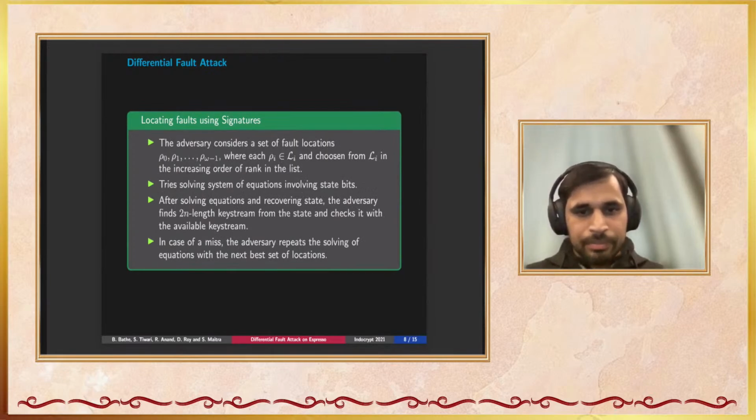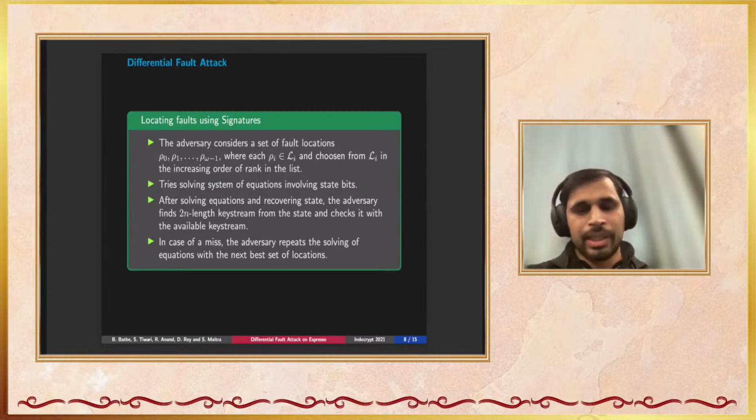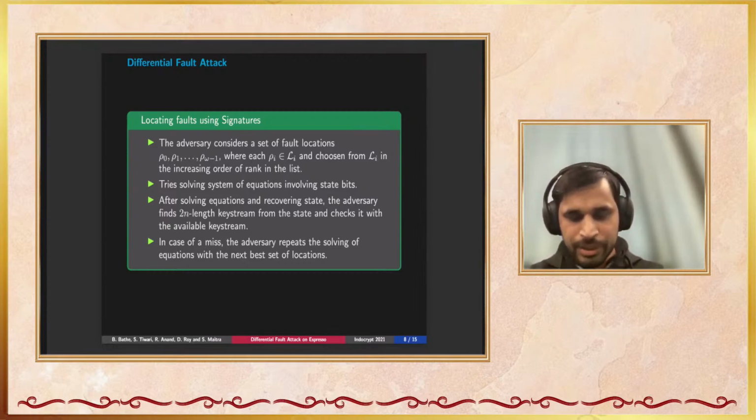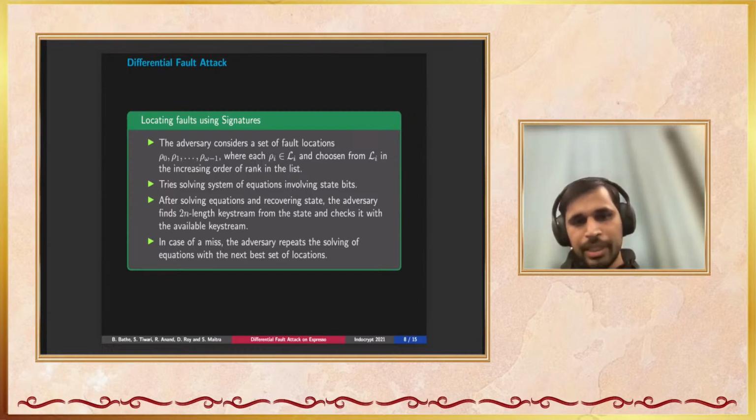Now once that is done, the adversary will consider a set of possible fault locations, P0, row 0, row 1 to row W minus 1, where each row i is the first element from list Li. So row 0 is the first element of the list L0, row 1 is the first element of the list L1. In this way we take the elements with the maximum correlation from each list, and then we try to solve this system of equations involving the state bits. After solving the equations and recovering the state, the adversary finds a 2n length key stream from the state, and then checks it with the available key stream.